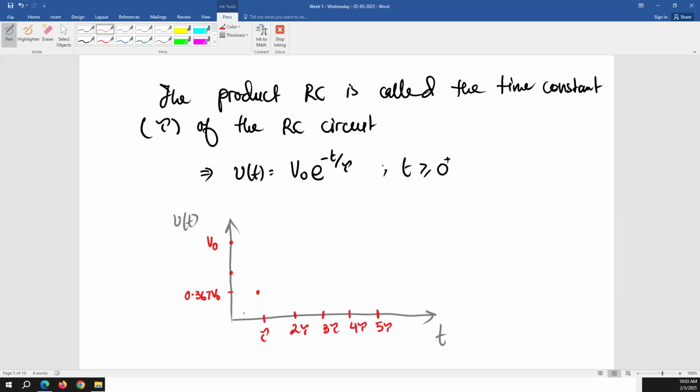In a source-free circuit, whether it's an RC circuit or an RL circuit, the time it is going to take for the energy component, whether that component is a capacitor or an inductor, because both store energy, to drop down to 36.7% of its initial response value, voltage or current, that time is called the time constant of the circuit. That's the definition of time constant.